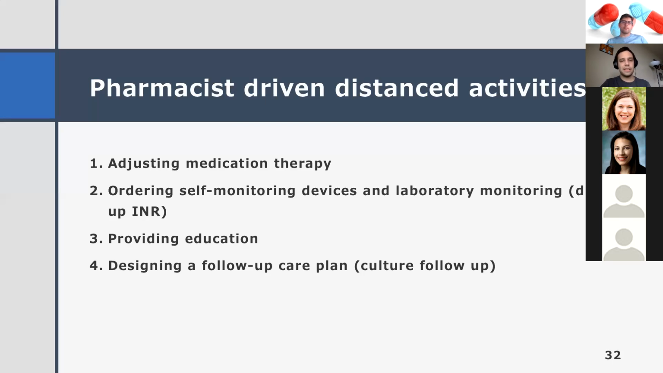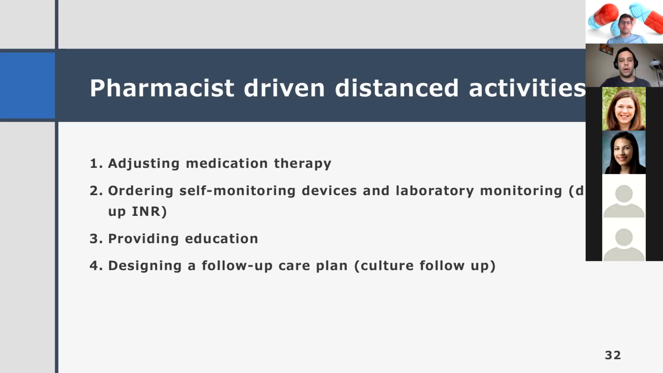Other pharmacist-driven distance activities that can be done with minimal technology are adjusting medication therapies. So things like providing a patient profile to a learner and saying, what would you change? Or what medications do you think can be optimized? And things like that are really good skills that they might learn in a clinic that you could then teach them from a distance standpoint without having to have the patient or having the student on site.